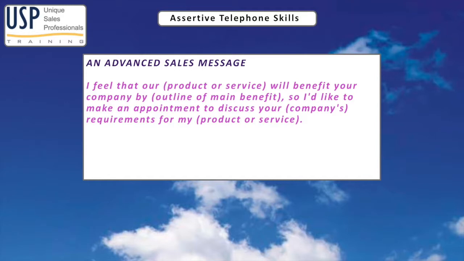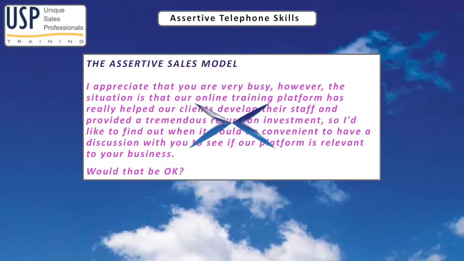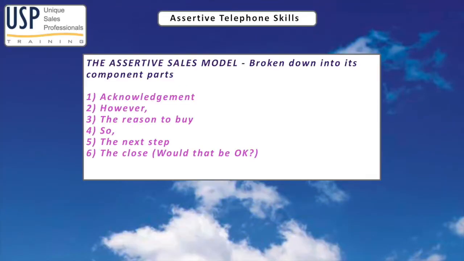And this is the assertive sales model, which uses 3 elements of assertiveness with a sales twist. And here's an example. I appreciate that you're very busy. However, the situation is that our online training platform has really helped our clients develop their staff and provided a tremendous return on investment. So I'd like to find out when it would be convenient to have a discussion with you to see if our platform is relevant to your business. Would that be okay? So the assertive sales model can be broken down into 6 component parts.